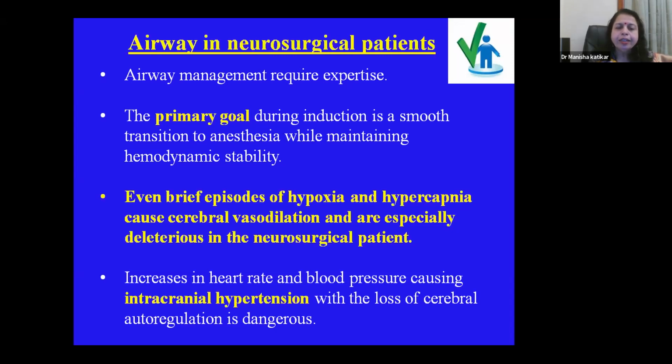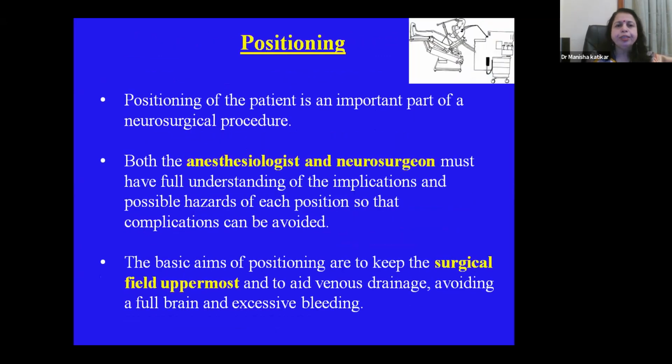Whenever there is intracranial hypertension, which may be reflected as an increase in heart rate and blood pressure, then there might occur loss of cerebral autoregulation in a patient who has already compromised cerebral hemodynamics, and it is definitely dangerous for that patient because, as I mentioned, there might occur herniation at the time of induction. So you need to be very careful.